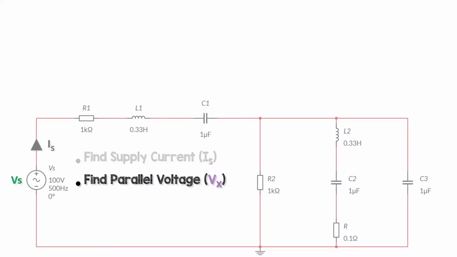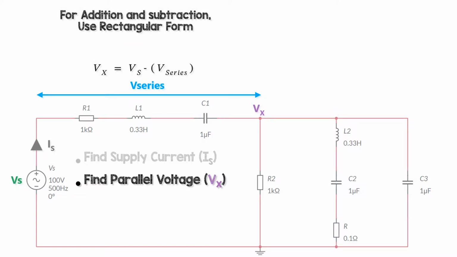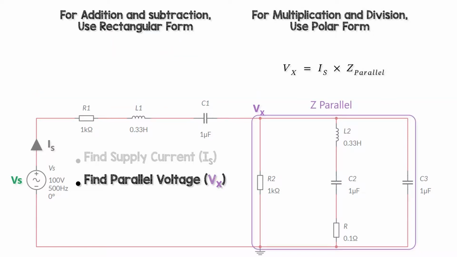After we found the supply current, we're going to find the parallel voltage, which I call Vx, you can call it anything, the voltage across the parallel network. And we can do that by subtracting the series voltage from the supply voltage, but this is long-winded and requires subtraction. It's much easier to use polar form and do voltage as current times impedance to find the parallel voltage Vx.